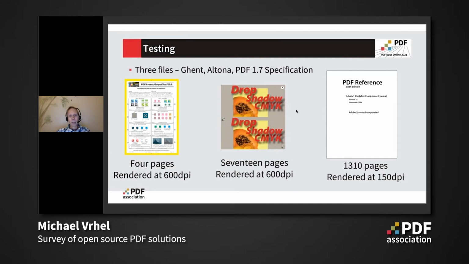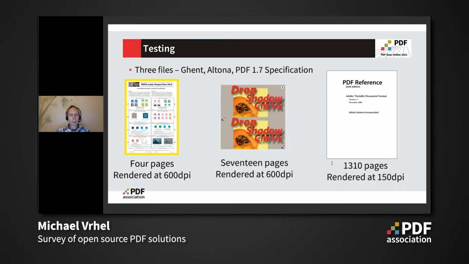Next file was an Altona test file, which was also a stress test of different corner cases. That one consists of 17 pages. Those were rendered at 600 DPI. And then finally, I took a text document, in this case, the version 1.7 of the PDF reference manual, which is a little over 1,300 pages, and I rendered that at 150 DPI.